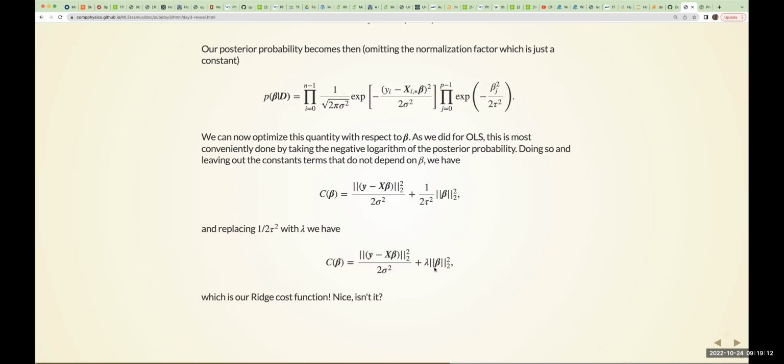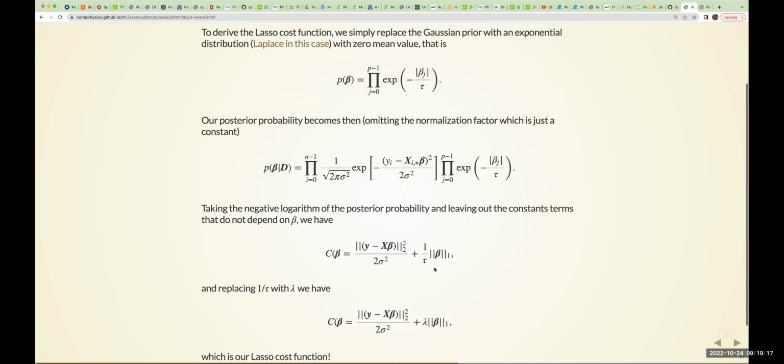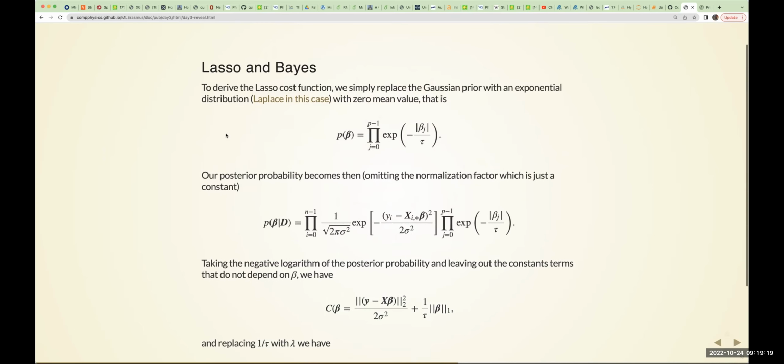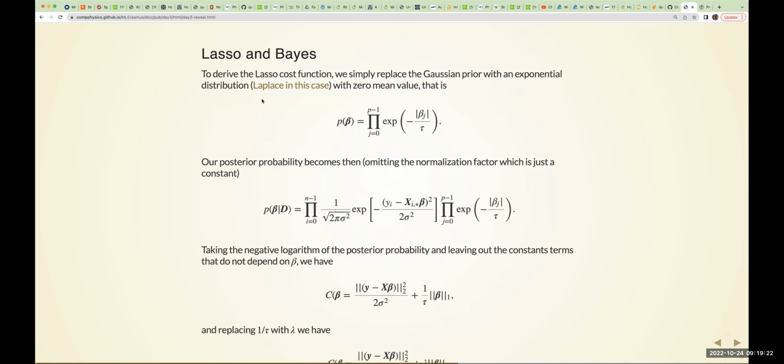Now if we do the same thing with the lasso case, we have a parameter beta which follows a Laplace distribution. If you click on the link here, you will get a direct link to the description of a Laplace distribution, which looks more like a wedge, peaked around the mean value 0. And this is just given by an exponential with the absolute values of beta.